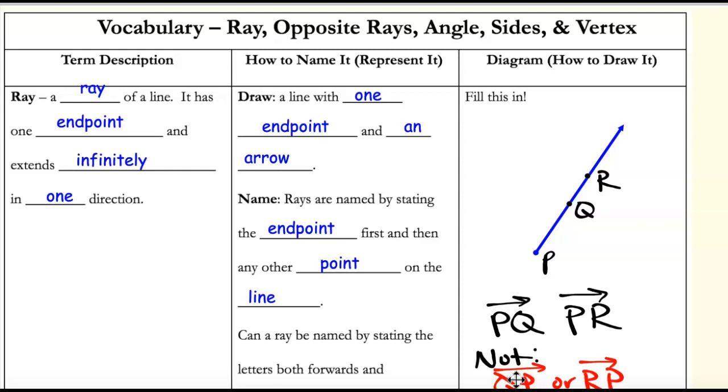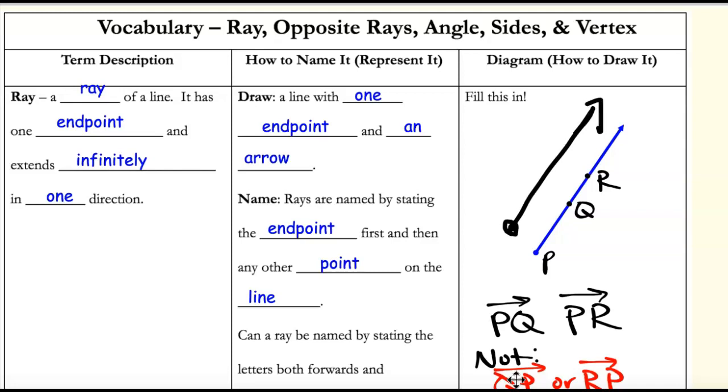Okay, so ray, now this is a new vocabulary word. It has an endpoint and extends infinitely in one direction. So it's unlike a line because a line goes on in both directions. It's unlike a segment because a segment has two endpoints. So a ray has one endpoint and then extends in the other direction. So you notice in the drawing over here there's one little dot, the line, and then the arrow.